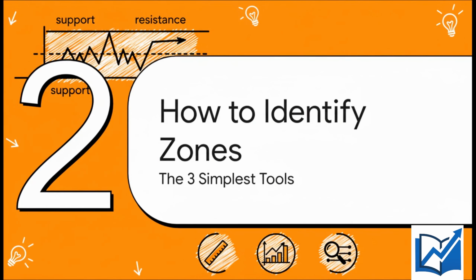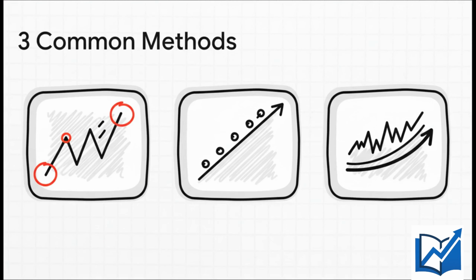Okay, so we get the theory, but how do you actually find these zones on a real live chart? Well, the good news is you don't need to be a genius. Let's cover 3 of the simplest and most common ways to do it. We're not going to get lost in the weeds here. We're going to focus on 3 practical techniques you can start using today, looking at old swing highs and lows, drawing some simple trend lines, and using a popular indicator called a moving average.